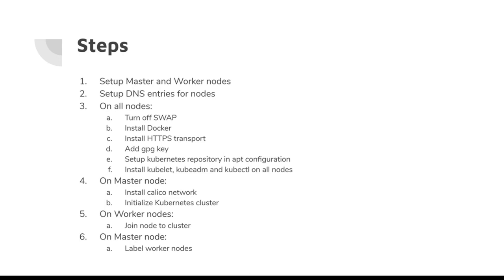And then on the master node, you need to label the worker nodes as worker nodes. And with that, the cluster will be available for you to consume. You can start developing applications and install them on the nodes and so on. So now let's get to the details of all these items one by one, and then see how it works.